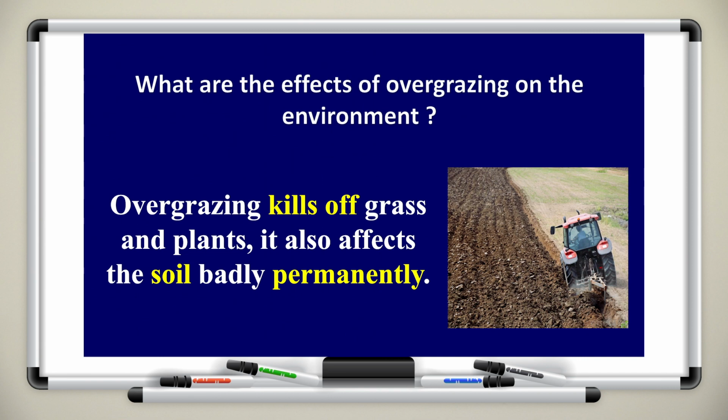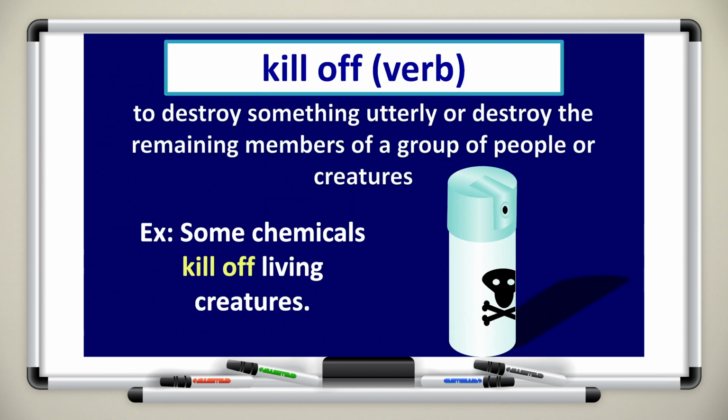Now, what are the effects of overgrazing on the environment? Overgrazing kills off grass and plants. It also affects the soil badly, permanently. To kill off the plants means to destroy something utterly. For example, some chemicals kill off living creatures.